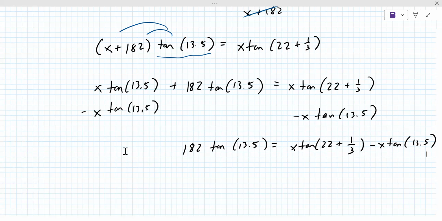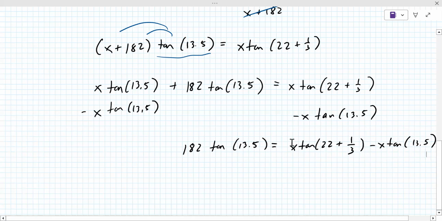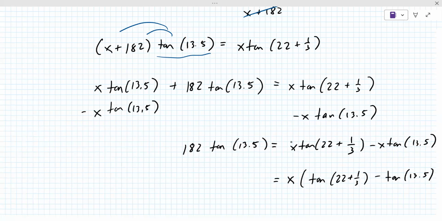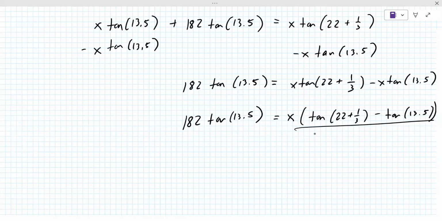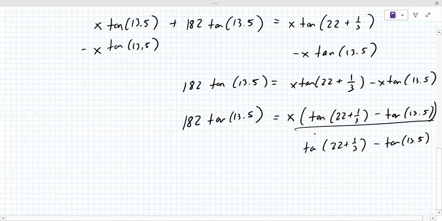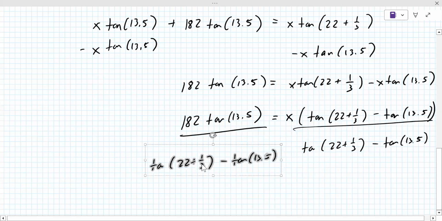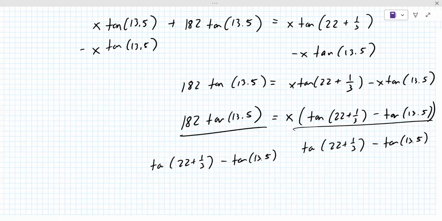And then you can factor out an x on the right. See how there's an x in both of these? Yeah. So that factors out tangent 22 plus a third minus tangent 13.5. Same thing on the left, that doesn't change. And then you divide both sides by this right here, the tangent of 22 plus a third minus tangent of 13.5 on both sides. Okay, so I'm gonna just copy that there, put it over here. So that's your x value. So this right here is your x value, and that's where you go to the calculator to do this.